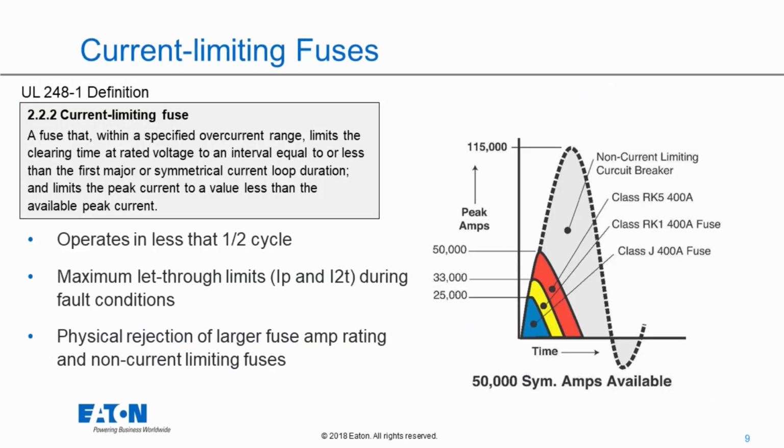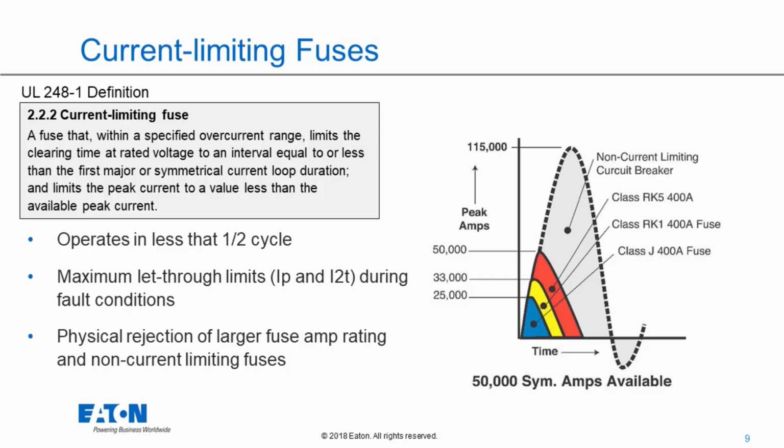So another electrical characteristic within a fuse is the current limiting nature of particular fuses. So when we look at a current limiting fuse, what is it? Under the UL 248-1 definition, it's a fuse that within a specified overcurrent range limits the clearing time at a rated voltage to an interval equal to or less than the first major or symmetrical current loop duration, and limits the peak current to a value less than the available peak current. So what does that mean?